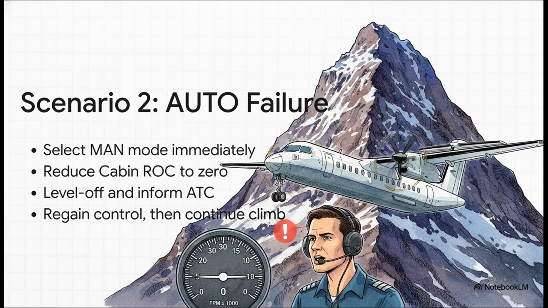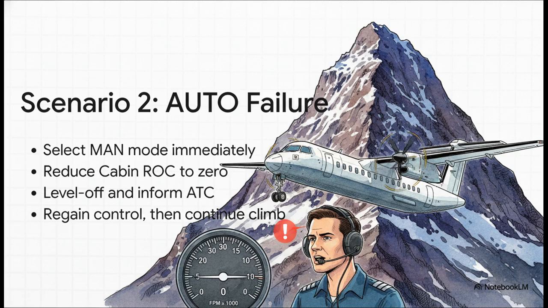But what about Scenario 2? Say you're taking off from a high-elevation airport. Or worse, your auto mode suddenly kicks the bucket during your check around 5,000 feet. Priorities change instantly. First step, select Man mode. Then, immediately jab INCR to crush your cabin rate of climb down to absolute zero.